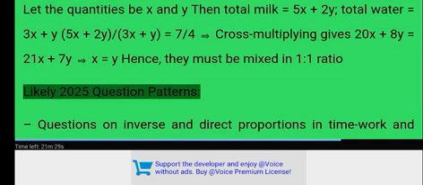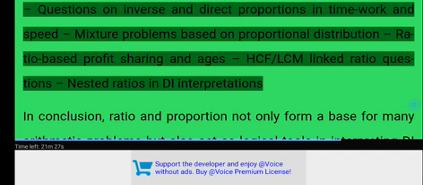Likely 2025 question patterns. Questions on inverse and direct proportions in time, work and speed, mixture problems based on proportional distribution, ratio-based profit sharing and ages, HCF and LCM linked ratio questions, nested ratios and DI interpretations.